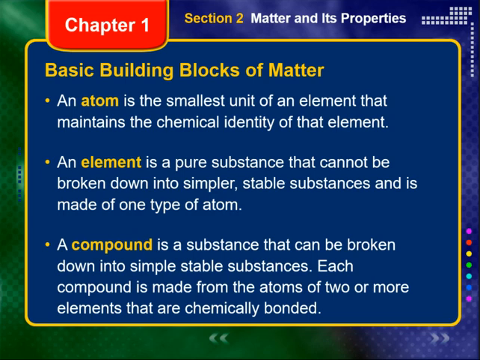A compound is a substance that is made from the atoms of two or more elements that are chemically bonded. Many compounds consist of molecules. Water is an example of a compound. It is made of two elements, hydrogen and oxygen. The atoms of hydrogen and oxygen are chemically bonded to form a water molecule.